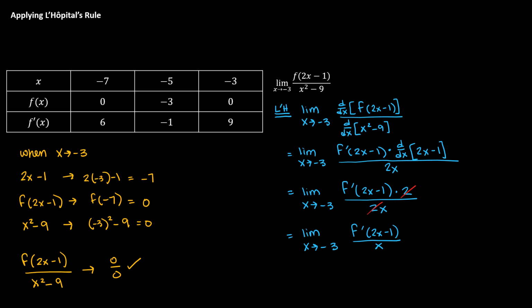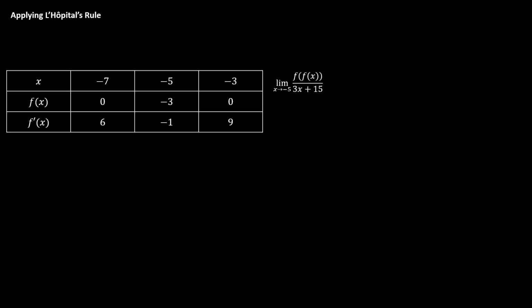Now we know what happens to 2x minus 1 when x is approaching -3, so we're really just looking at f prime at -7 divided by -3. That simplifies to give us -2. So in this case we applied L'Hopital's rule, but with a little less algebra because we didn't know what f was defined as. We only knew f at certain points, and luckily we had all the points we needed to finish this problem. Let's try another one.